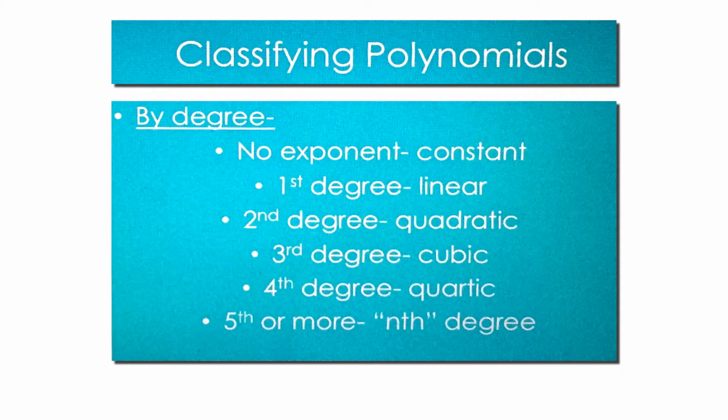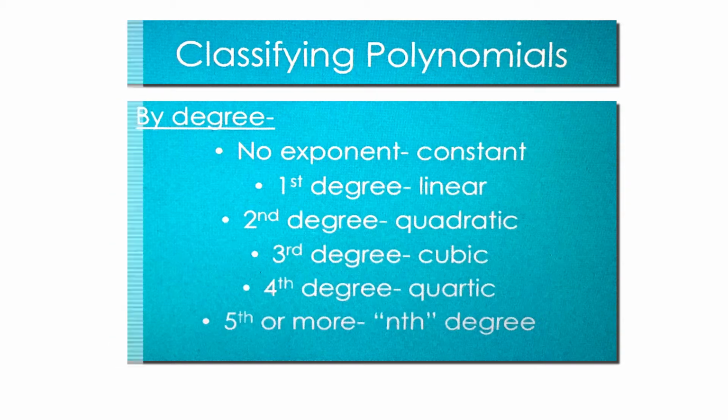The other form of classifying our polynomials is by degree. No exponent, our polynomial is constant. If it's to the first power, it's linear. If it's to the second degree, squared, it's quadratic. Third degree, or cubed, it's cubic. Fourth degree, or to the fourth power, is quartic. Fifth or more is to the nth degree. What do we mean by the nth degree? By this we mean that it would be 6th, 7th, 8th, 9th, 10th, 11th, and so on.